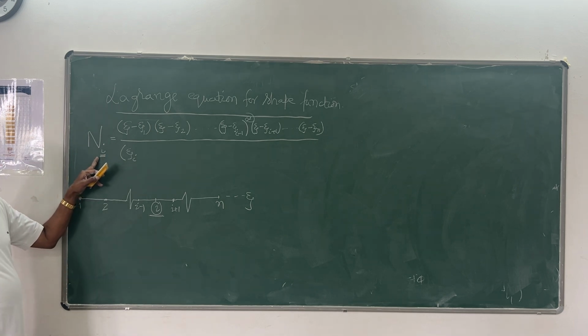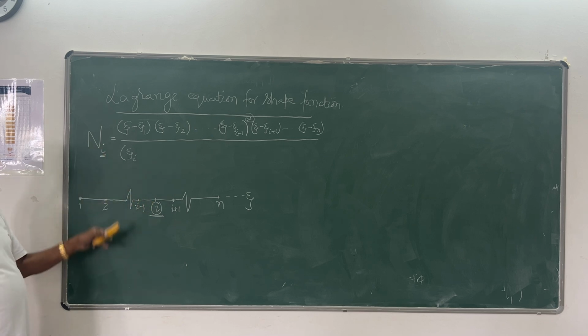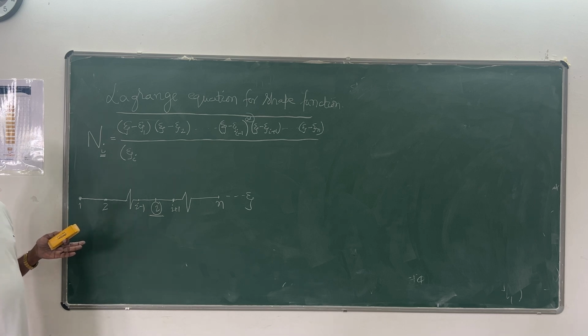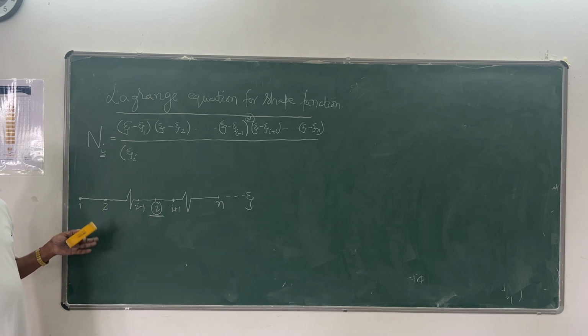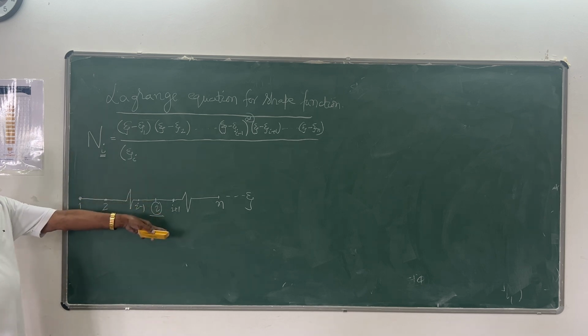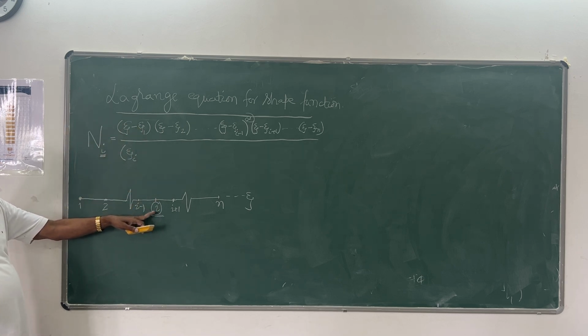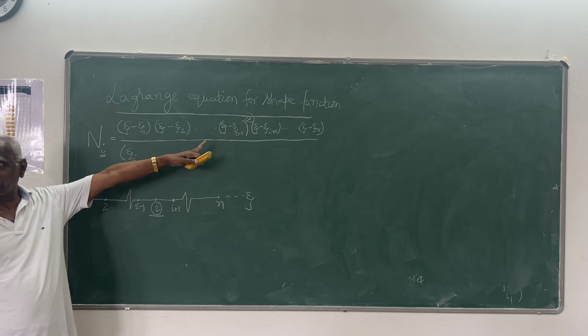We are writing the shape function for the ith node: N1, N2, N3. The number of shape functions will be the number of nodes. A 2 noded element has 2 shape functions, N1, N2. A 3 noded element has 3 shape functions, N1, N2, N3. It depends on that: as many nodes as there are in the element, you have that many shape functions. You take the coordinate of that ith node. Here the ith node is missing in the numerator, which you take care of.